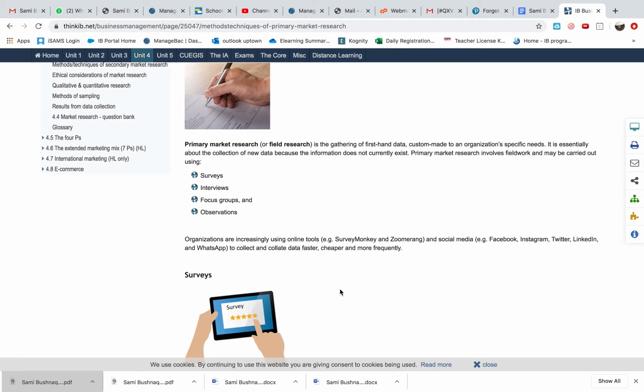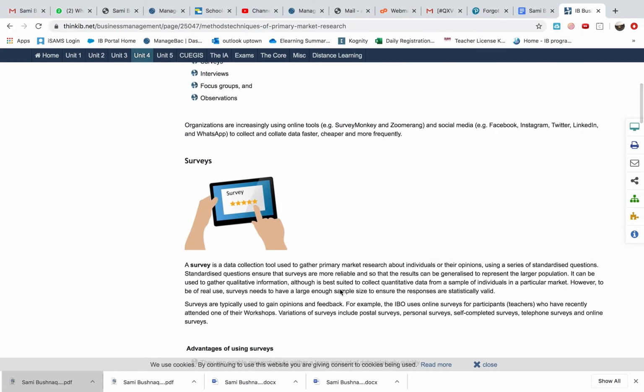Primary research, once again, is first-hand data. It's custom-made, specific to needs, because you're asking the questions, right? You can ask and collect whatever data you want. It's essentially about collection of new data because it's stuff that doesn't already exist out there. So it involves a lot of field work, and it is, once again, surveys, interviews, focus groups, and observations. Organizations are increasingly starting to use a lot of online tools to help them with primary research.